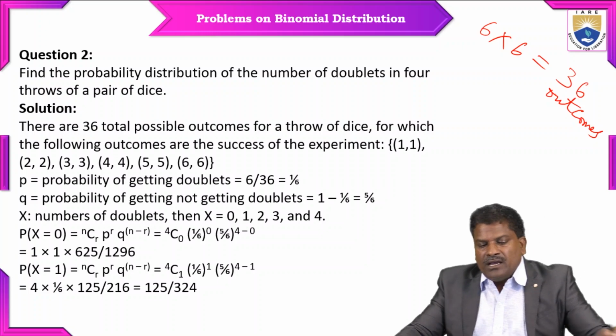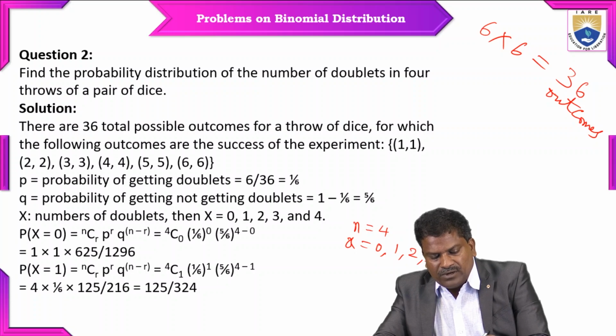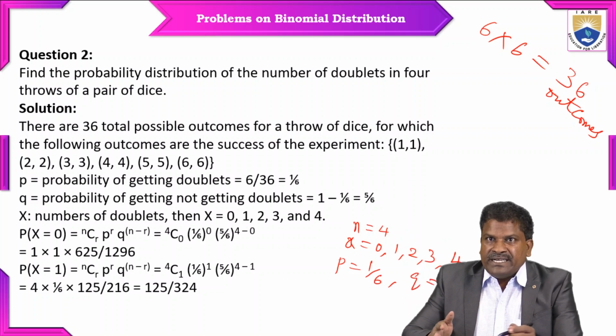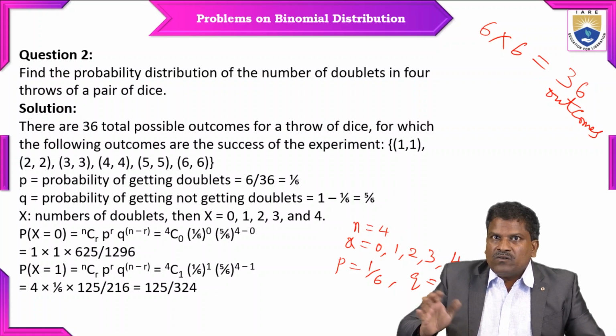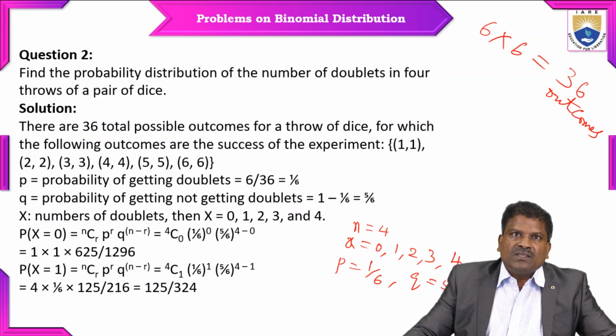Here, what is the information? n is equal to 4, x is equal to 0, 1, 2, 3, 4. The P value is 1 by 6. The Q value is 5 by 6. Now whatever is needed, we have brought it down. Now keep it in our formula and find their values one by one.